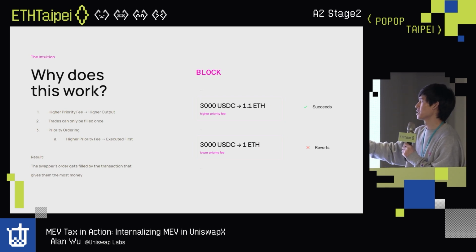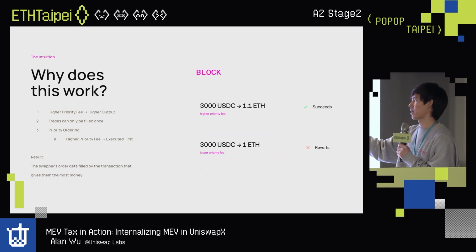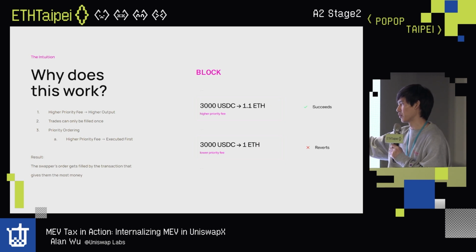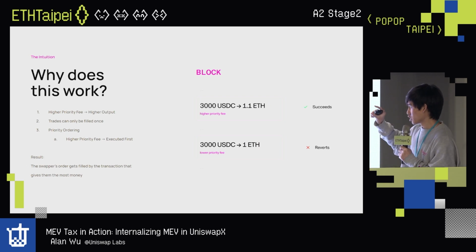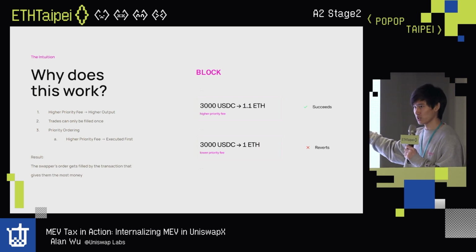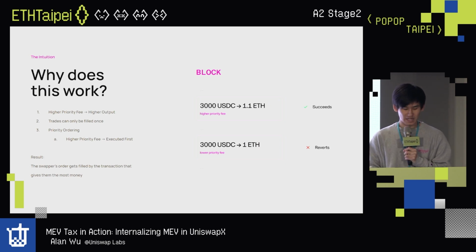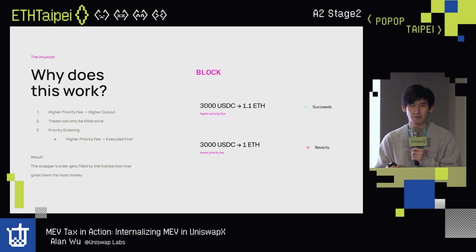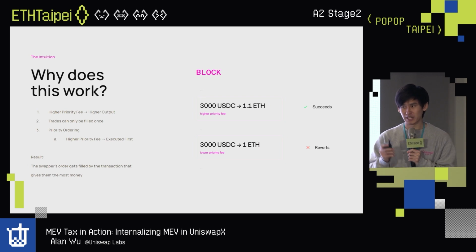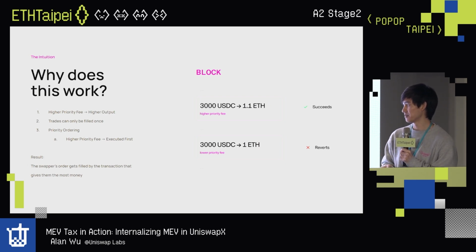So if we look at these two transactions, the top one has a higher priority fee. So the output's higher, it's 1.1. The bottom one has a lower priority fee, so the output's lower, it's only 1. The higher priority fee transaction is going to be higher in the block, so it gets processed first. So by the time this transaction fills the order, when you get down the block to process the second one, that second one is going to revert. And so the result is that the swapper naturally gets filled by the trade that gives them the most money. Isn't that great?